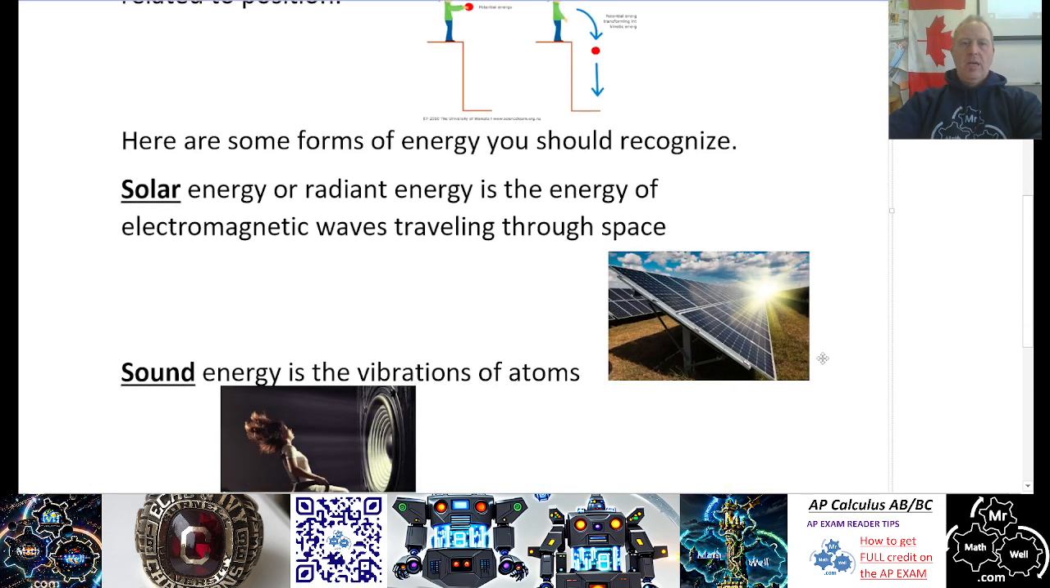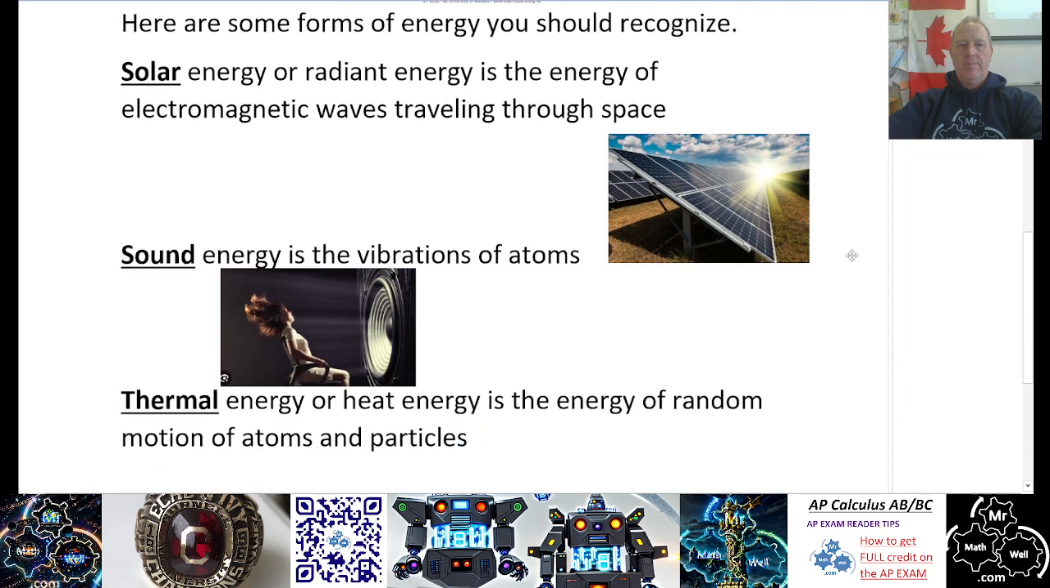Here are some forms of energy that you should recognize. Solar. Solar is from the word sun, sol, sun. It is radiant energy from electromagnetic waves traveling through space from the sun. So you see solar panels, right? Okay, so solar energy is from the sun.